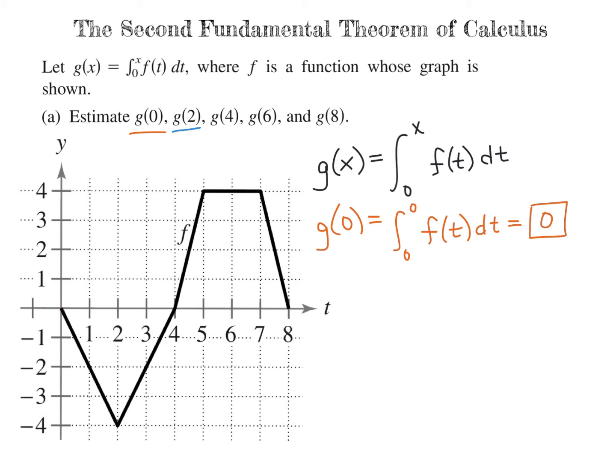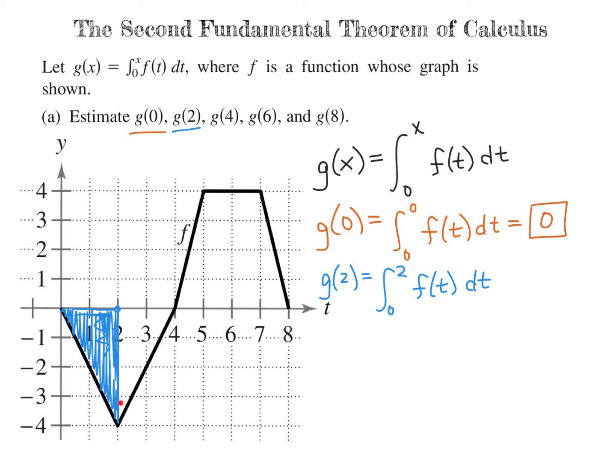Our next one is evaluating g of 2. So evaluating g of 2 means by plugging in 2 for x, it's a definite integral from 0 to 2 of our function that's graphed f of t. So the definite integral from 0 to 2 of f of t dt. Let's sketch that. So here's x is 0, here's x is 2. It's the area of this region here, which happens to be a triangle. And since it's beneath the x-axis, our output will be a negative number.